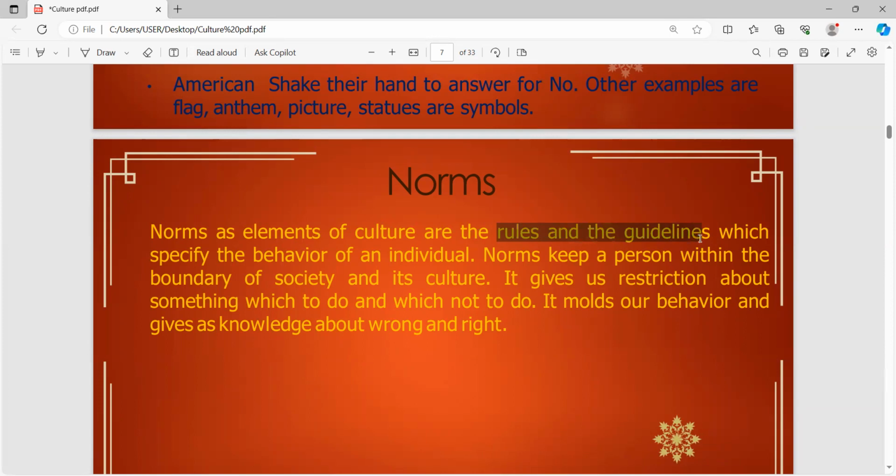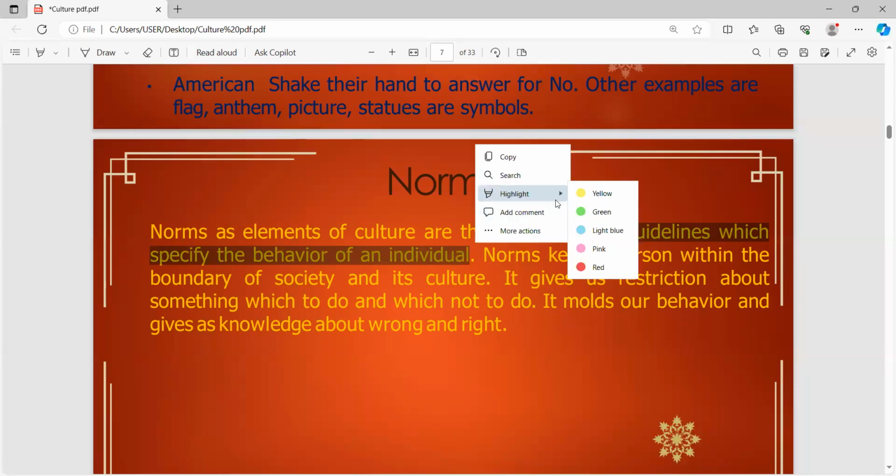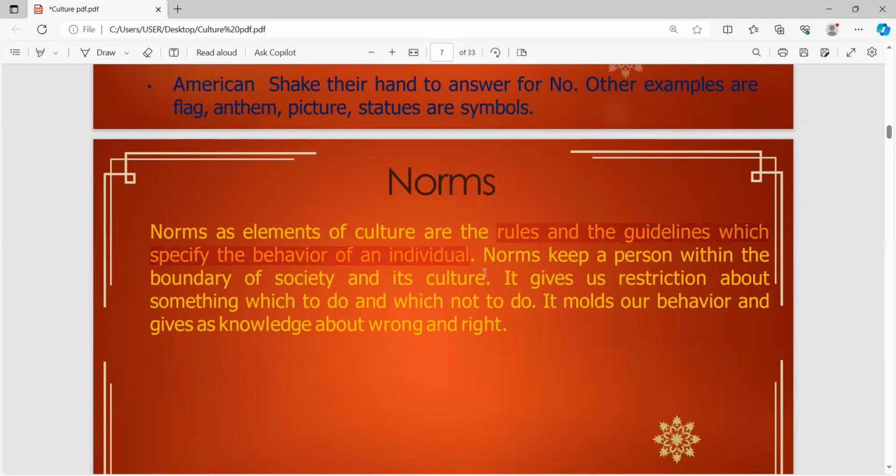These are the rules and guidelines which specify the behavior of an individual. In some societies, there are certain rules which guide our life. These things are good to do, these things are bad to do. Goods and bads are there, no? In different cultures, sometimes something may be bad, but in another culture it may be good. Basically in Sri Lanka, if we take an example, in some religions we have some norms. If we take Buddhism, there is a rule: don't kill animals. Killing animals is a sin.